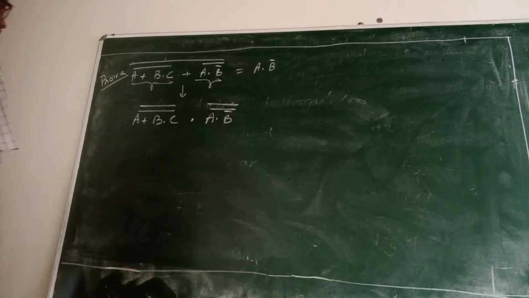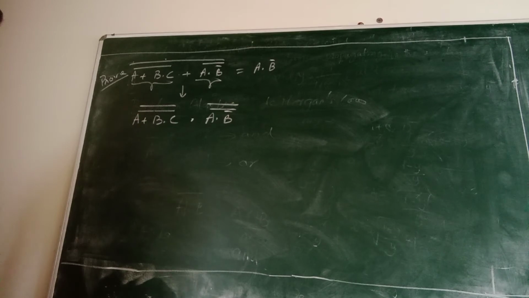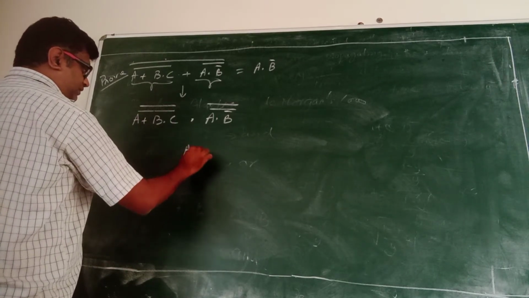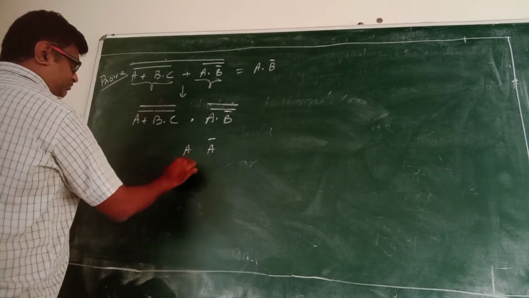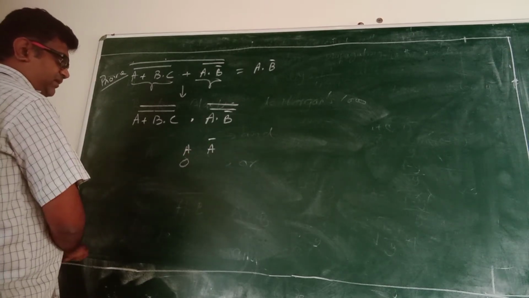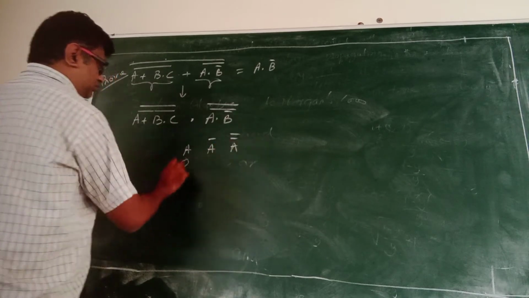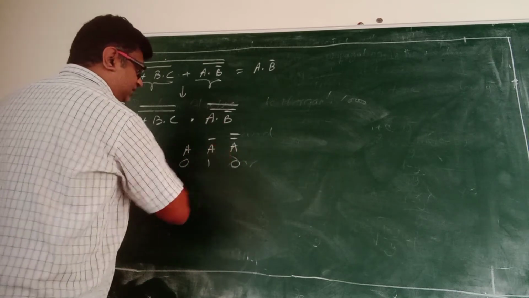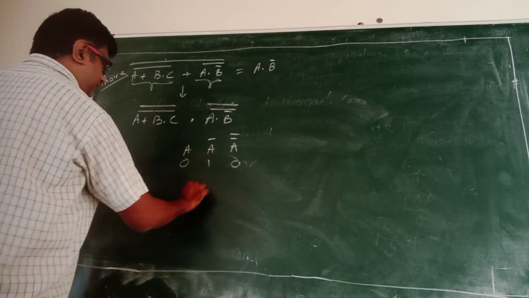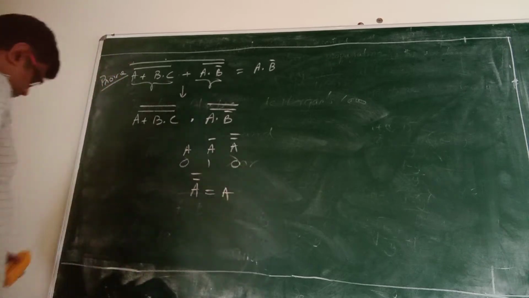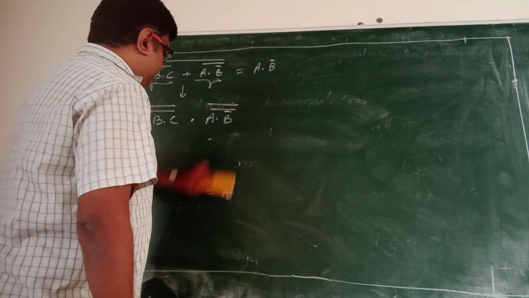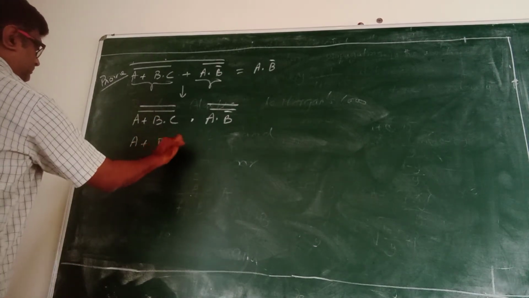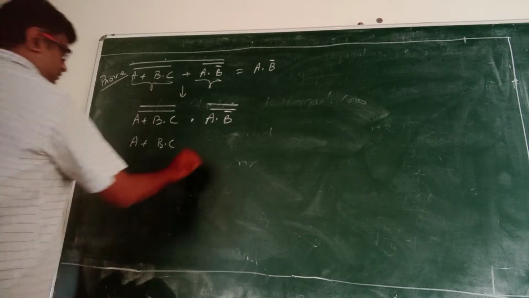Okay. Now here you can see there are two bars. So it is like this. Suppose there is a signal A, you put a bar, means what? Suppose signal was A equal to 0. So A bar means it will invert the signal. Now this is inverted again, it will convert back to 0. That means A bar bar is equal to A. So we will use this identity. So this becomes A plus B dot C, okay? Dot.